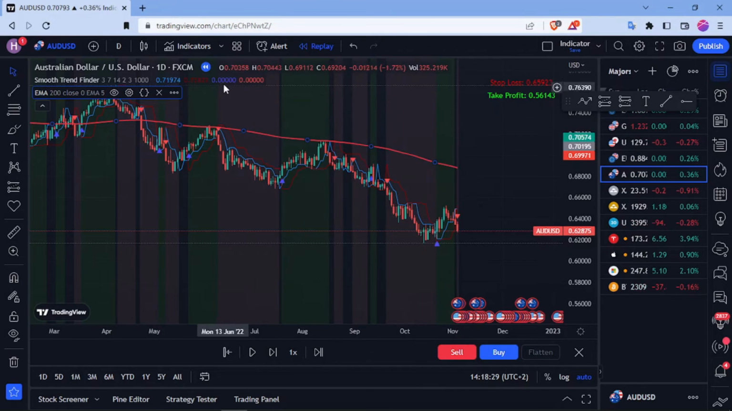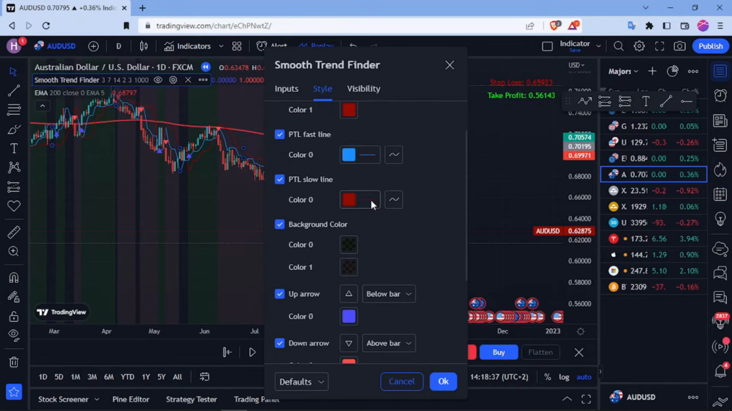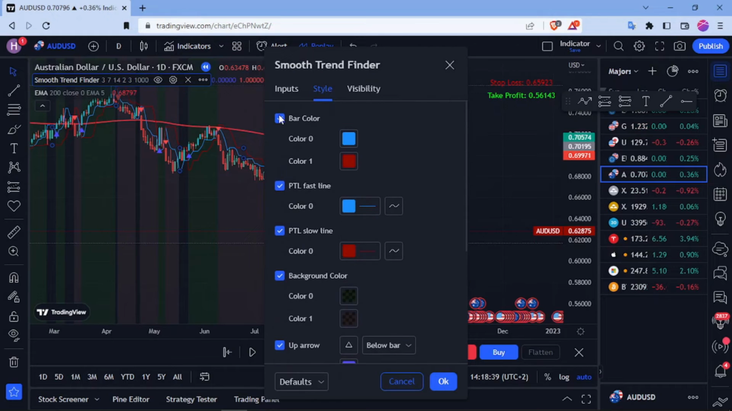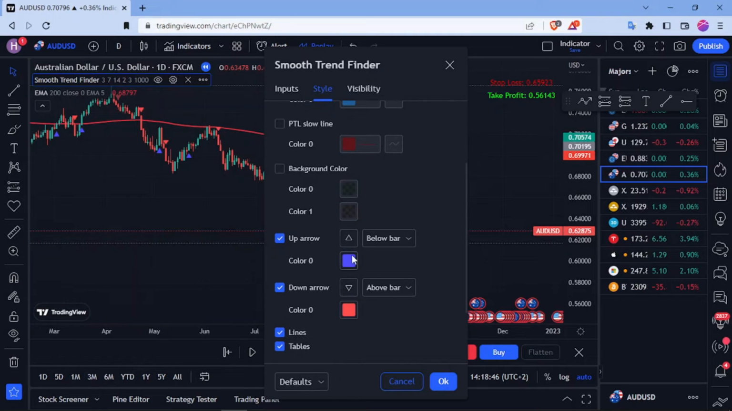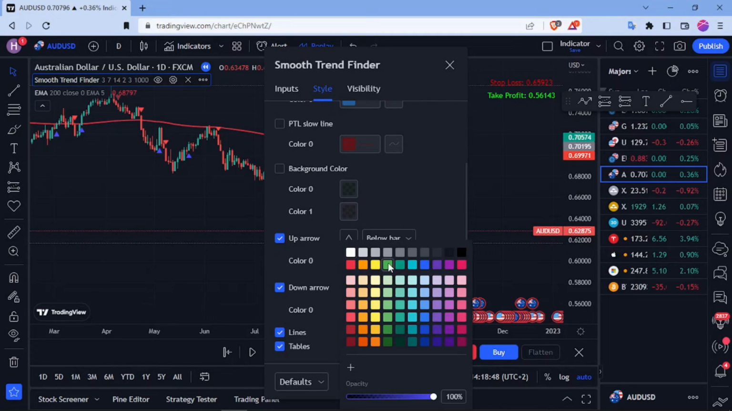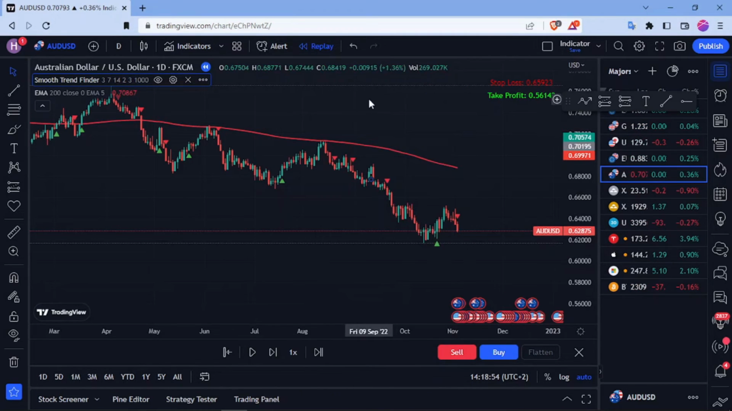This strategy is going to also only use the buy and the sell arrows. For this reason, under your styling, you only have to select the up and down arrows, which are your entry signals for the strategy. I recommend changing your up arrow to green and your down arrow to red. By doing this, the simple strategy is easy to use, even for beginners.